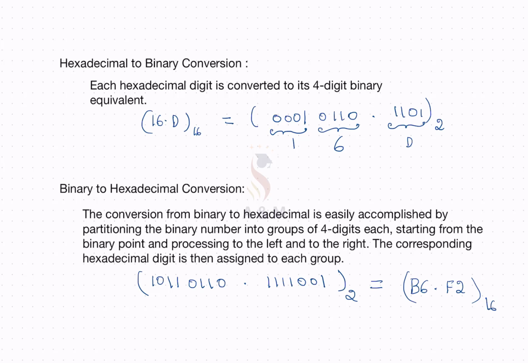where 0110 which is equal to 6 and 1011 which is equal to B and 1111 which is equal to F and 0010 which is equal to 2 in the hexadecimal numbering system.